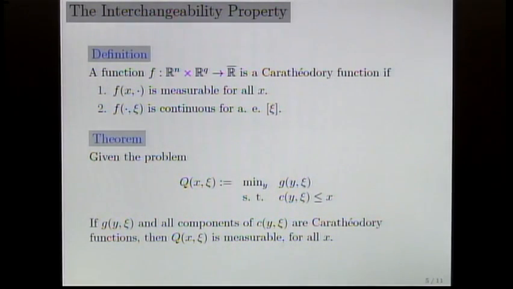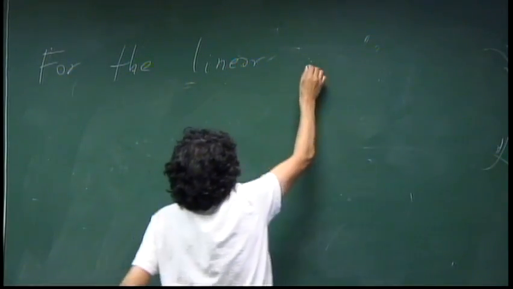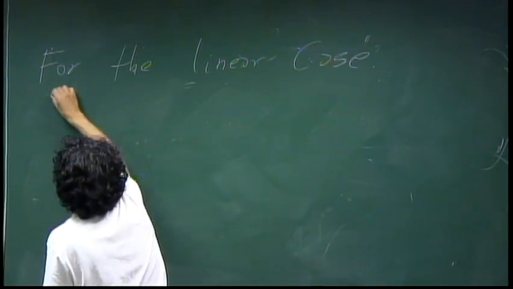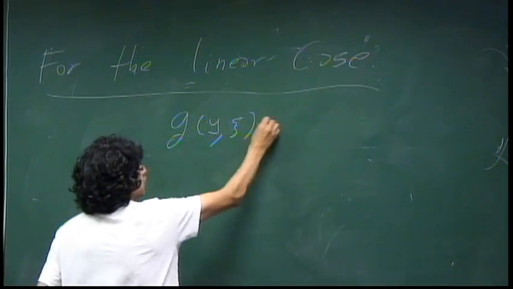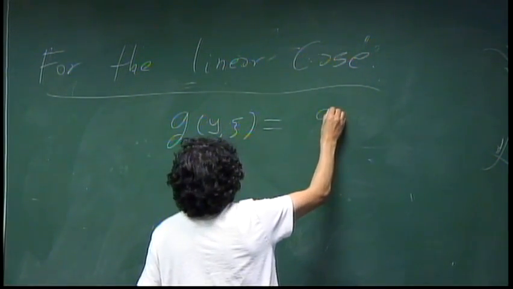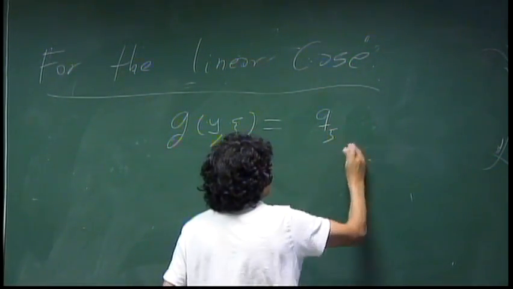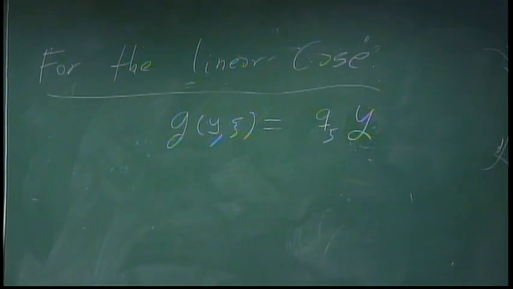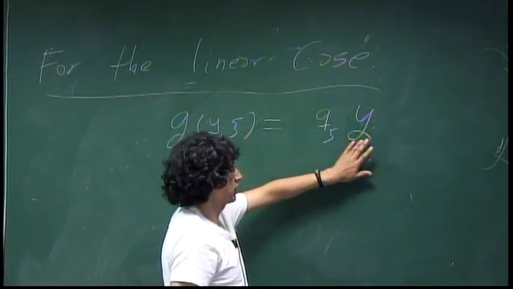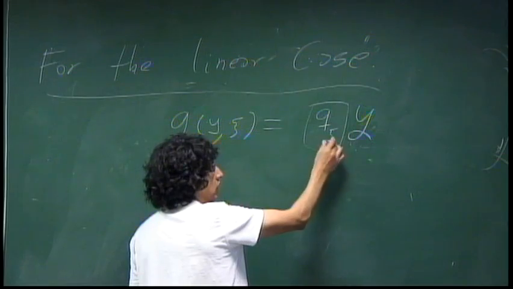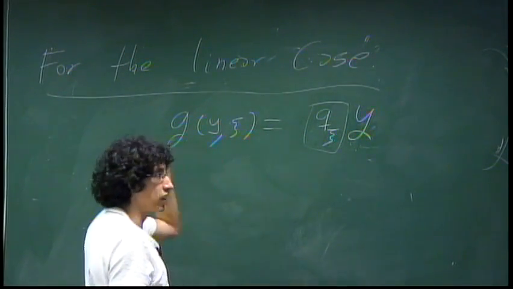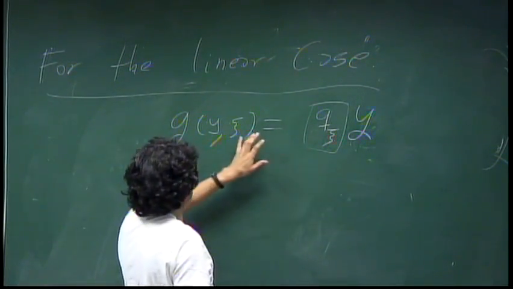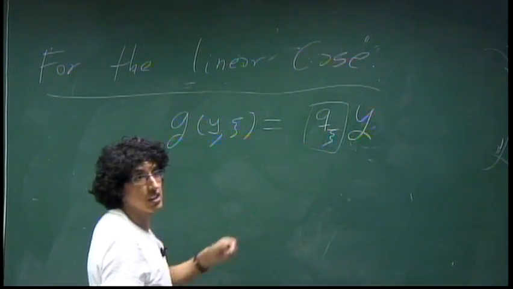And for example, for the linear case, we have that g of y, c is going to be q(c) times y. Okay, and that's a Carathéodory function, obviously, because every time you fix this y, this vector is depending on this c vector, and you can ask it to be measurable. That's a quite natural hypothesis. And if you fix this c vector, obviously this is continuous, so there's no problem.